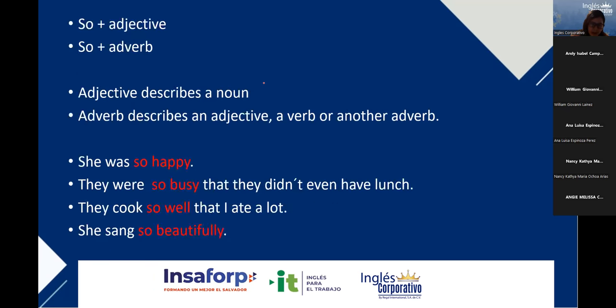No. Okay. Now, remember we said we have so plus an adjective or so plus an adverb, right? The adjective describes a noun, while the adverb describes an adjective, a verb, or another adverb. So you say, she was so happy. They were so busy. They cooked so well. In this case, when we say they cooked so well, I'm describing the way the person cooks. No, I'm not describing the person. I'm describing the action of cooking. She sang so beautifully. What I'm describing here is how she sang, the way she sang.